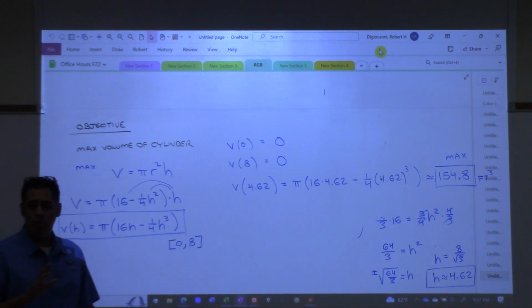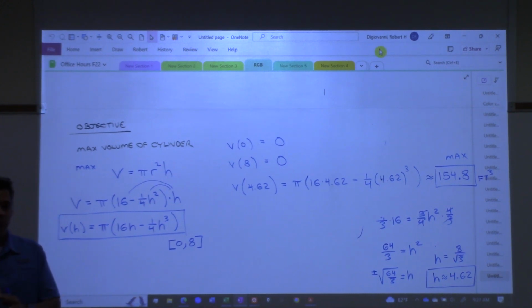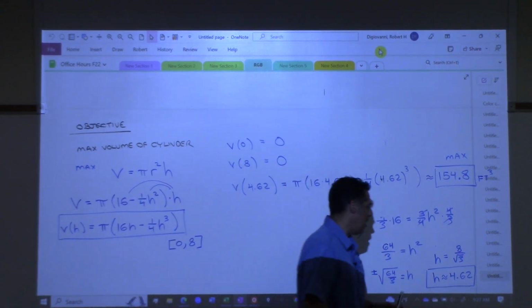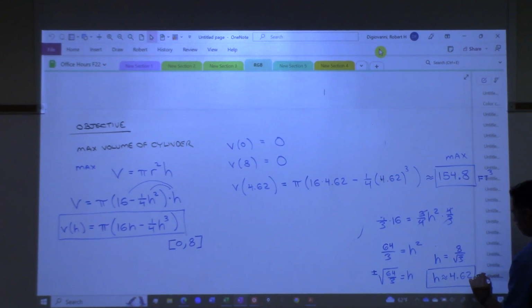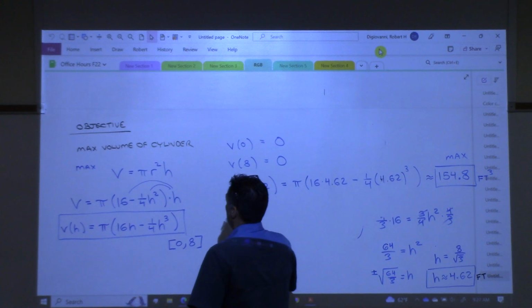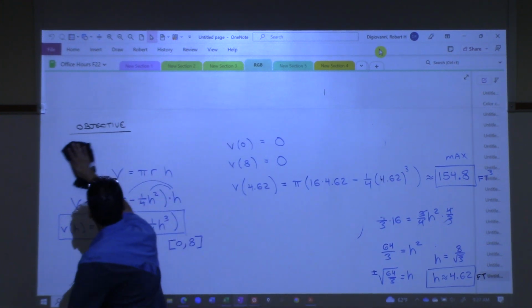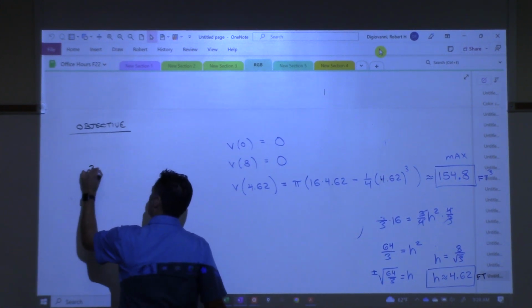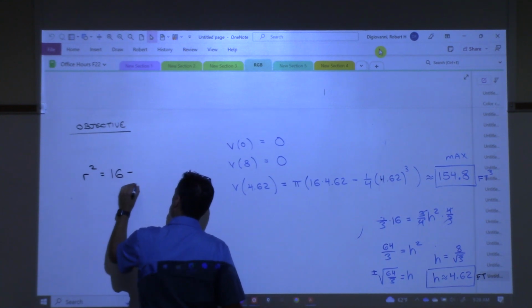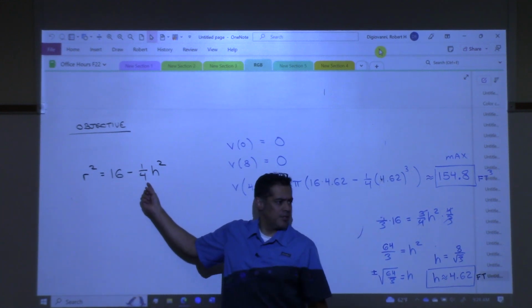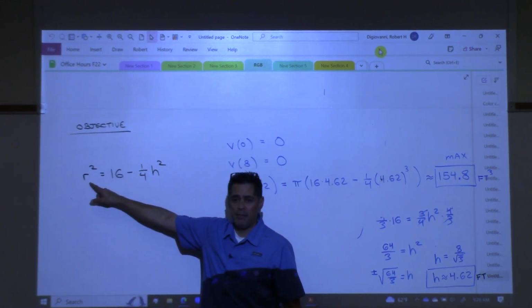Now, that's part of the question. The question said, what are the dimensions and the volume, right, of the largest cylinder? We've found the volume. I need the dimensions. I know what h has to be, right? h has got to be 4.62 feet, but I also need to know the radius of this cylinder. And where would I get the radius from? Remember our constraint? Go back to your constraint. We had this formula. It was r squared equals 16 minus 1/4 h squared. Wasn't that in our constraint equation? We solved for r squared, didn't we?